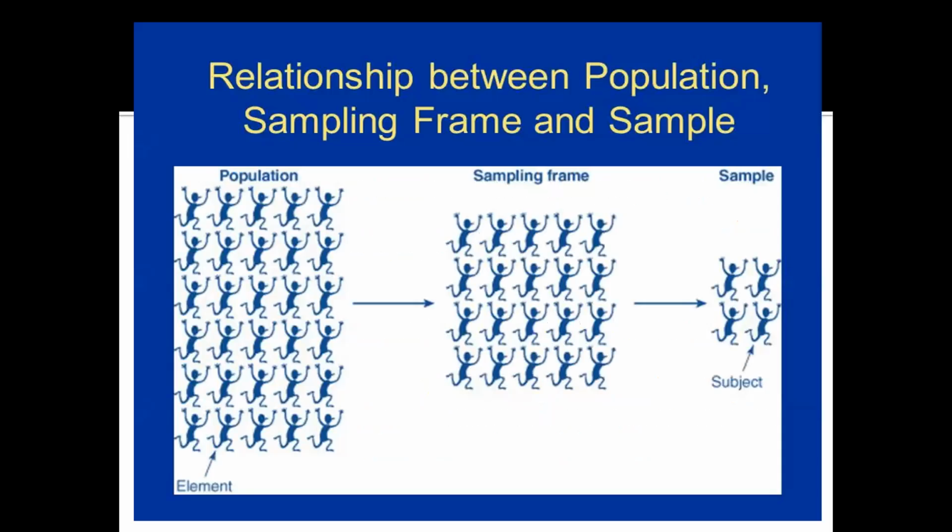Okay. So this is what we were talking about. This is a population, and from this, suppose NTPC, and this is the officers list, and this is the sample. So this is how we derive from population to sampling frame to sample. Is it clear to all of you?